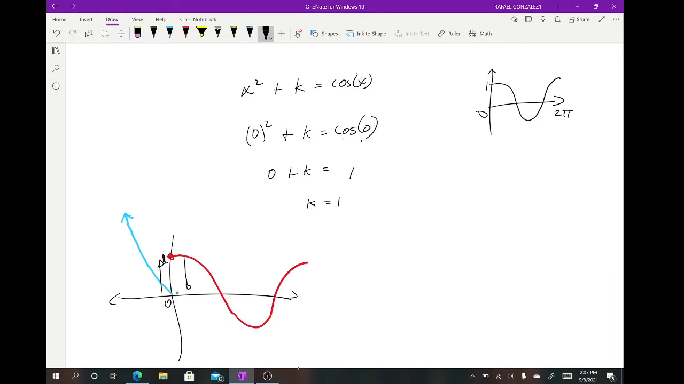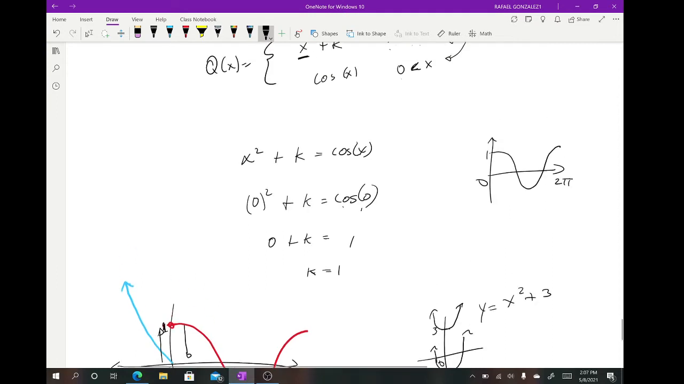And notice that to bring it up to 1, I just simply need to add 1 to x squared, because if you remember, whenever you add a value, we just shift the parabola up or down. So if you add, you shift it up. If you subtract, you shift it down. So if you added 3, it will look like this. If you subtracted 3, it will begin at -3. That's all.